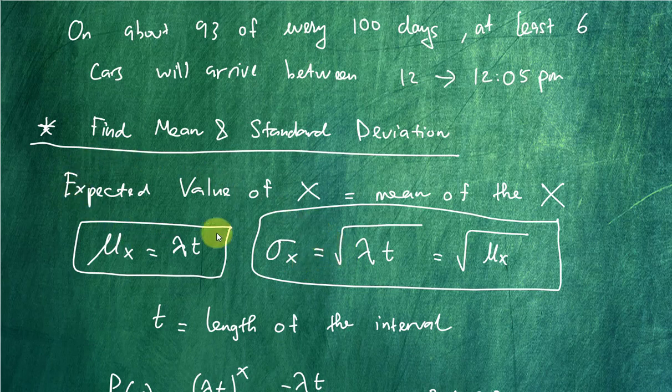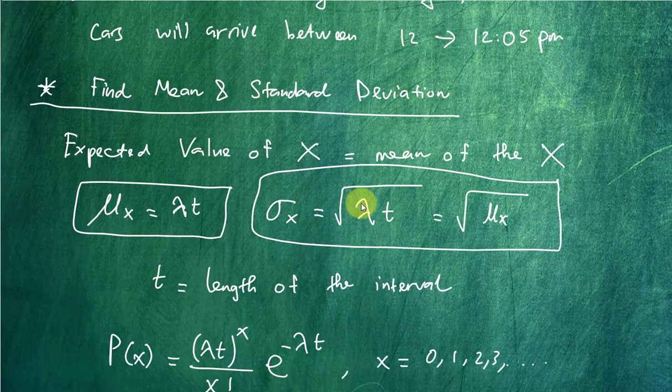So the expected value of X is the mean of the random variable X, which is lambda times t, and the standard deviation is equal to the square root of lambda times t. So these are the 2 formulas we are using for this model, the Poisson model.